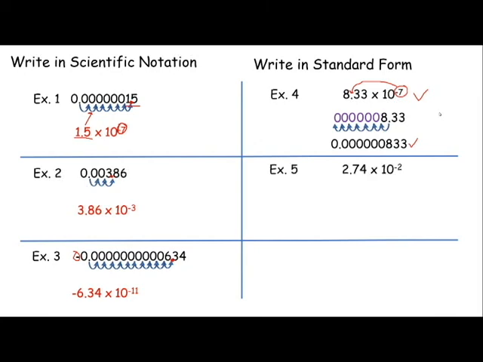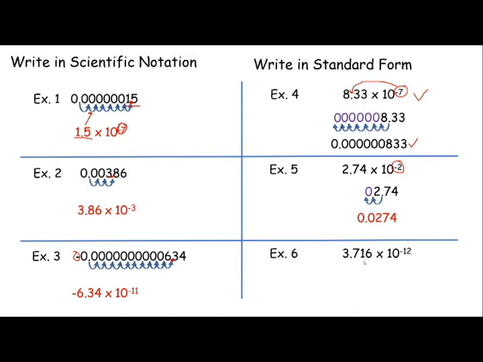I'm going to assume you've already done that. I take my 2.74. I know I need to move my decimal twice, and I know I'm dividing by 10, so I want to take this and make it smaller. 0.2, 0.02. There's your answer. Last one.